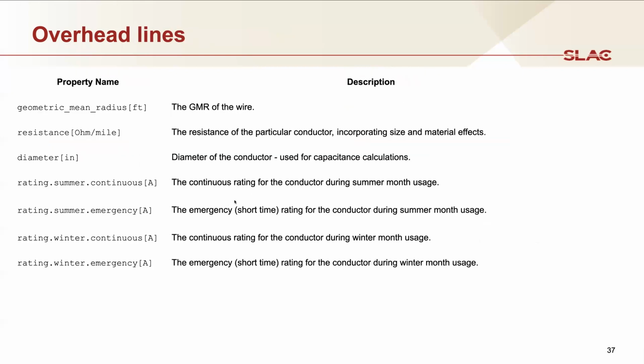So the configuration for overhead lines includes the radius, the geometric mean radius of the wire itself, the resistance of the wire, the diameter, and so on. So there's a lot of information derived from these properties, as well as the continuous ratings, which are used to detect things like current violations and current limits when enabling those in the PowerFlow module. So if you exceed those ratings, you'll get warnings or possibly even a violation if you enable detecting violations.